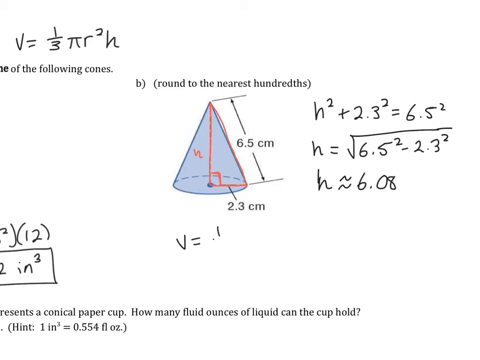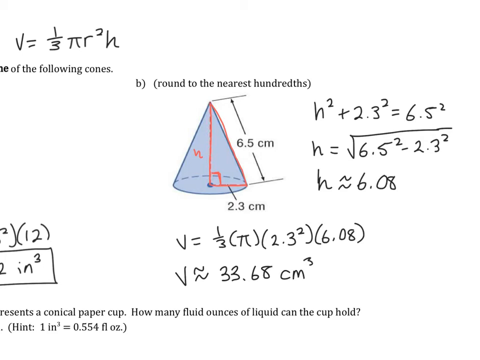So now we can find the volume. So the volume is going to be 1/3 times pi times our radius 2.3 squared times the height 6.08. So this gives us a volume of approximately 33.68 centimeters cubed.